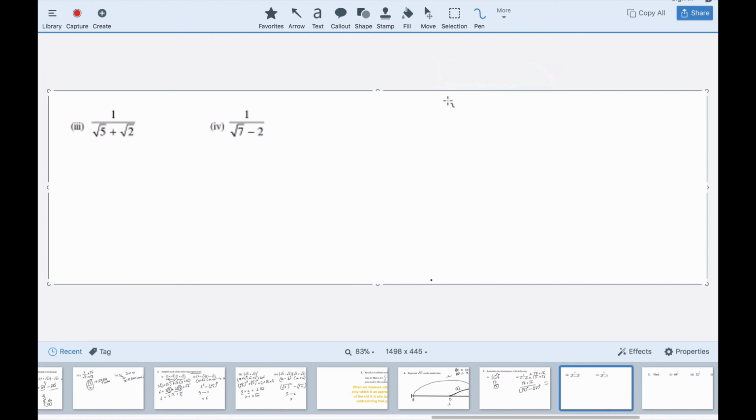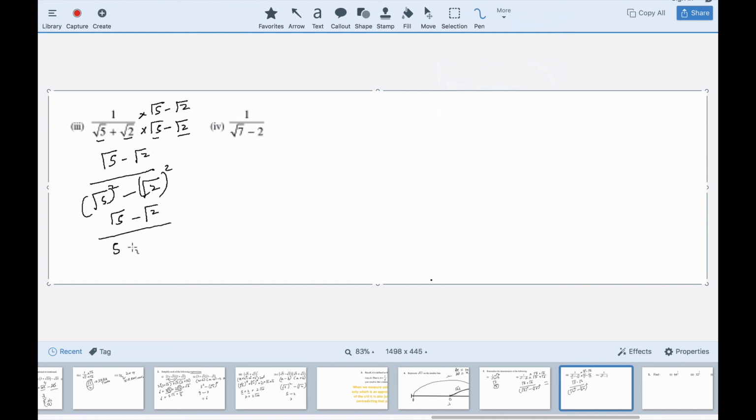Next part. Now it's quite similar to the previous question. I can simply multiply it with the conjugate. I will get root 5 minus root 2 into root 5 minus root 2, both the numerator and denominator. So the numerator becomes root 5 minus root 2, and the denominator becomes root 5 whole square minus root 2 whole square, as again I have the property a plus b into a minus b. So the answer is root 5 minus root 2 upon 5 minus 2, which gives me root 5 minus root 2 upon 3.